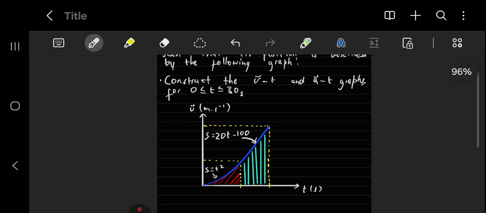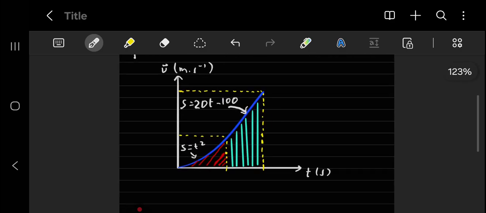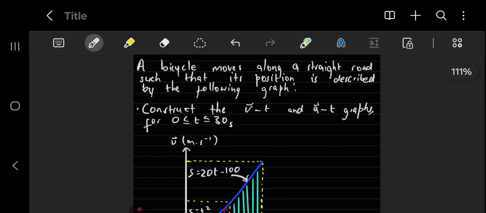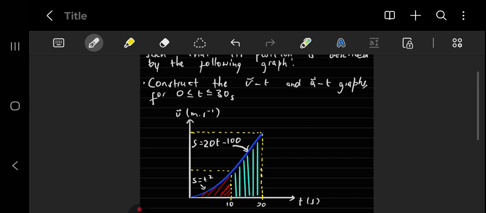Also, if you look at this graph of ours, they say a bicycle moves along a straight road such that its position is described by the following graph. Construct the velocity-time and acceleration-time graphs for 0 ≤ t ≤ 30 seconds. So that is the time interval that is given to us. For the first region, it is up until 10 seconds and then up until 30 seconds. You can read the question again and see what is happening there. They say construct the velocity-time and acceleration-time graphs.